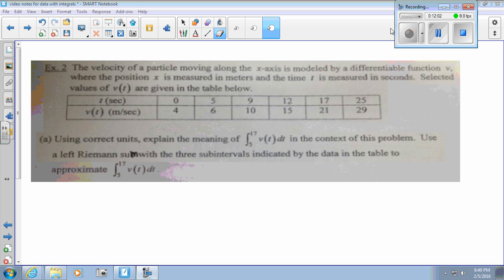Okay, we're going to look at one more example. This example, you'll notice, does not use even intervals in the table. So I've got an interval from 0 to 5, which is a difference of 5, from 5 to 9, which is a difference of 4. So my intervals are not evenly spaced. Okay, so that is not really going to change the way we work the problem. It's just that our W, or our width, is not the same every time. Okay, now one other thing that I want you to notice in part A is that it's asking us to explain the meaning of the integral, not just to calculate, but to explain what it means.